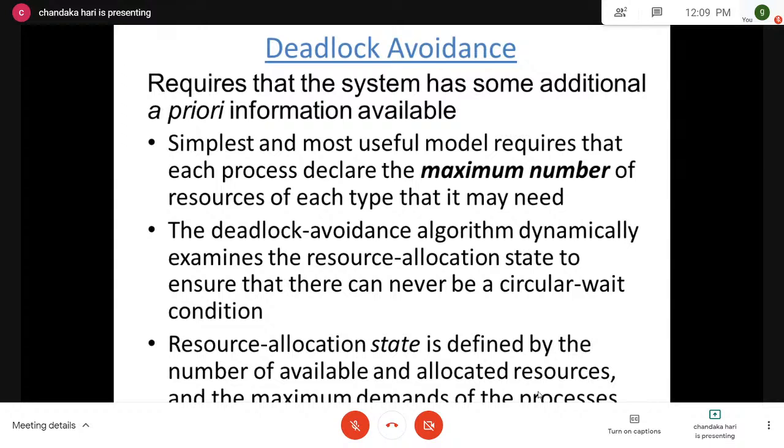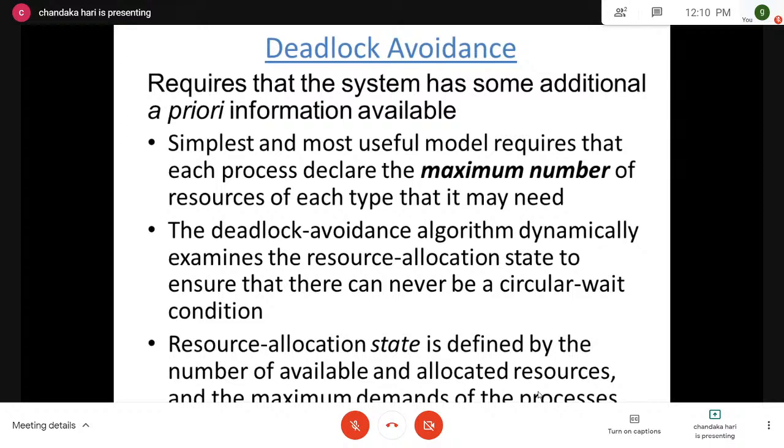So what is deadlock avoidance? You need to allocate the resources to particular processes in such a way that the system will never enter into a deadlock situation. Whatever the resource allocation ordering is, it is done in such a way that the system will never enter into the deadlock situation. That is what I told.